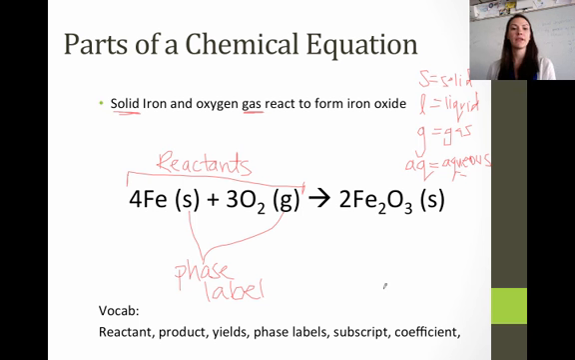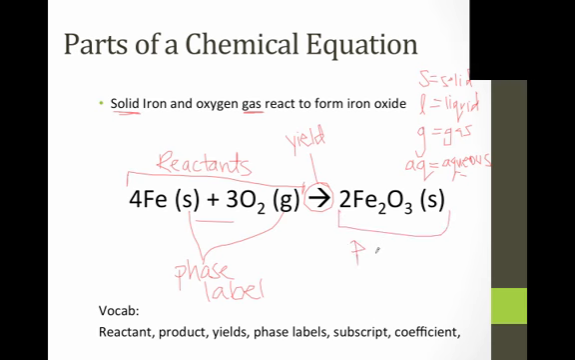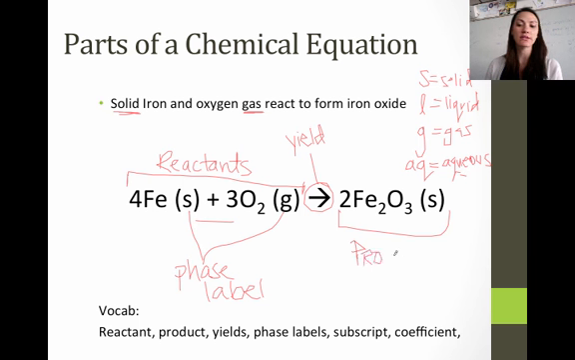Please write that down. The next thing you have is this arrow. What that arrow means is yields, so that means a reaction occurs. The reactants list all of the ingredients going into the reaction, and then you end up with your products. This only has one product, but sometimes there are multiple products. What does the reaction produce? That's the products.